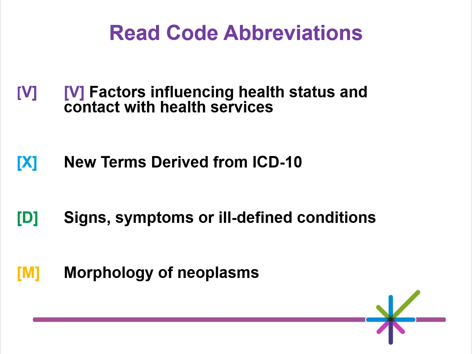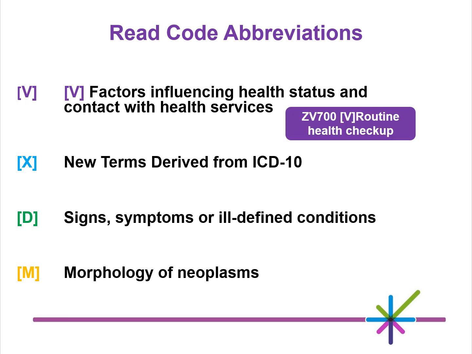There are abbreviations in Read which are found in square brackets at the beginning of terms. These each have a specific meaning. V in square brackets refers to supplementary factors influencing health status or contact with health services other than for disease or illness. These codes are a subtype of Chapter Z and specified conditions. All codes begin with ZV and terms begin with V in square brackets. For example, ZV700 [V] routine health checkup.